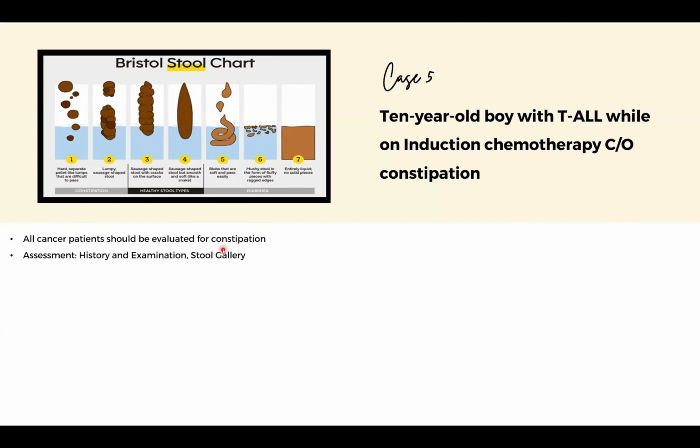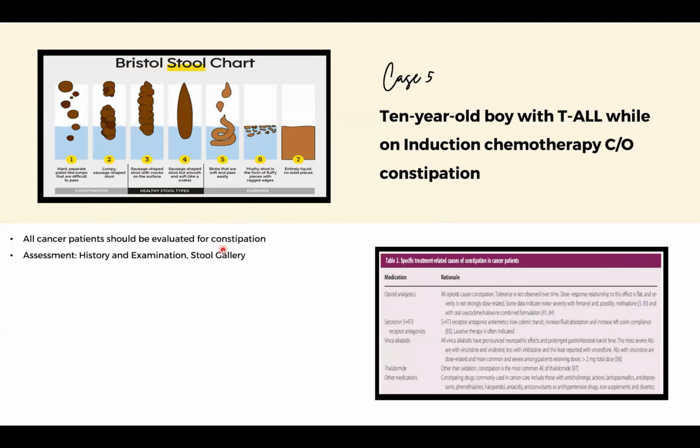And stool gallery makes it very easy to categorize when parents and the mothers are not having a proper knowledge. And history is very important. So opioids, like morphine, serotonin 5-HT3 receptor antagonists like ondansetron, and vincristine, they are the backbone of ALL treatment. So basically, they are on these drugs on a weekly basis, sometimes opioids for a lengthy period. So make sure the patient is not constipated.